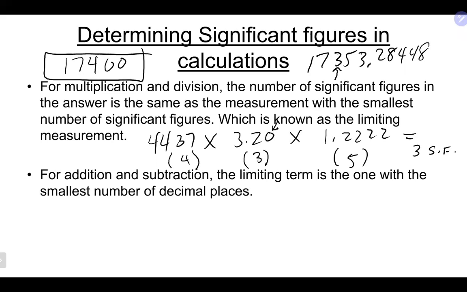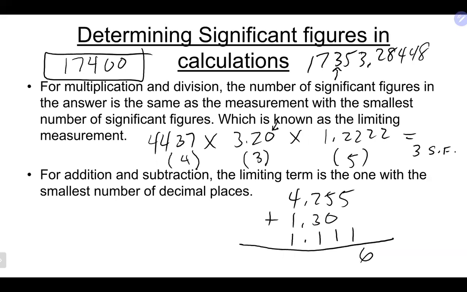Any questions on that? When we add and subtract, we do something a little bit different. When we add and subtract, we're looking at decimal places, not significant figures. The number with the least number of decimal places determines how many decimal places your answer should have. So if we were adding something like 4.255 plus 1.30 plus 1.111, I'll try without the calculator, give it the old college try. Oh, it's a lot of sixes. Look at that. All right, well, there you go.